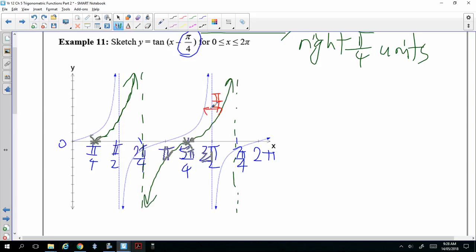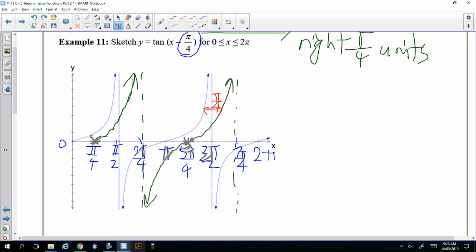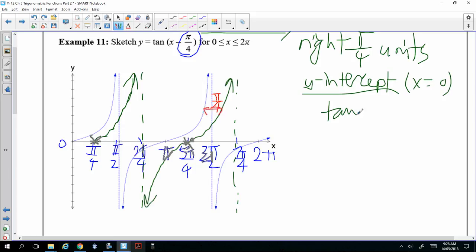Okay, we have to draw the rest of the graph. Now for the rest of the graph, maybe you can find out what the y-intercept is. To find the y-intercept, you substitute x equal to 0. So you get tan 0 minus pi on 4, which is tan negative pi on 4. And if you use your calculator, you should get negative 1. So it actually ends at negative 1. So it goes like this. Right? Negative 1.